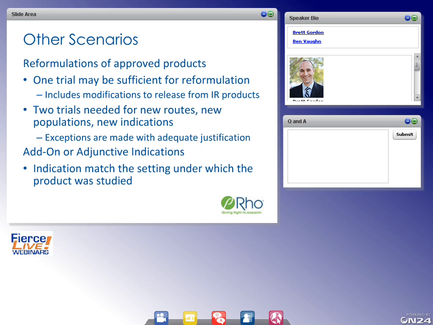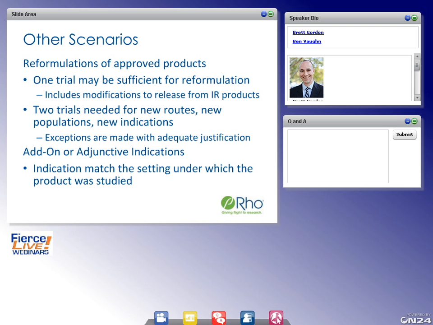And for add-on adjunctive indications, your clinical trial really needs to match the setting under which it's the indication that you're seeking. They have to really align. So if you're adding on something to subjects that are going to be on chronic opioids, you can expect your label to reflect that.